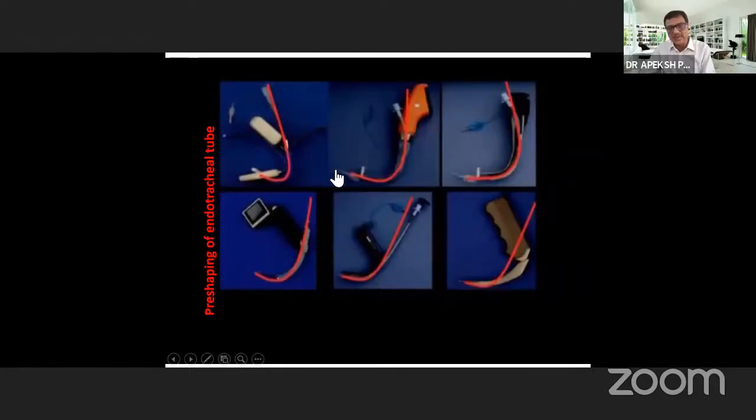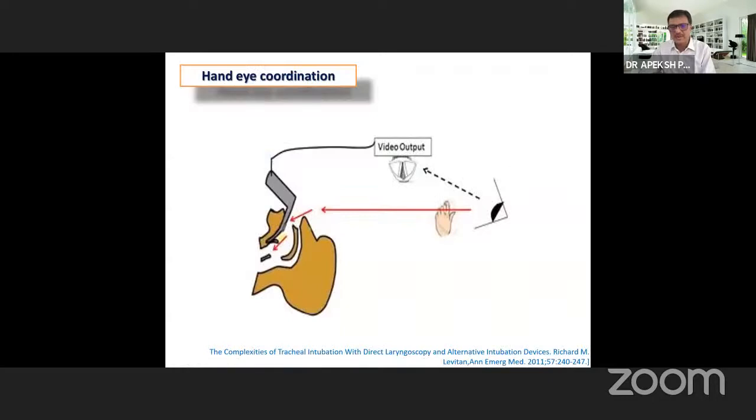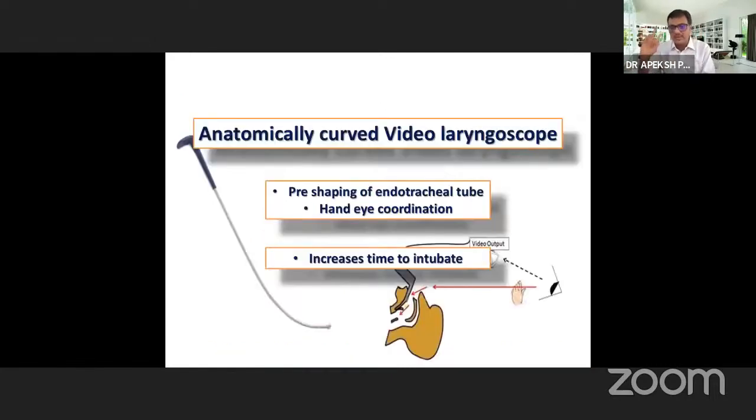So you need to pre-shape as per the curve of the laryngoscope. Usually a J-shape, hockey stick pre-shaping is sufficient in most video laryngoscopes. Another problem with video laryngoscopy: a few have the screen on top, a few have it on the table. You need to do the intubation and laryngoscopy in the oropharynx while looking at the screen, and you need to frequently change your eyesight from screen to oropharynx to screen. That requires hand-eye coordination. Because of pre-shaping and hand-eye coordination, it increases the time to intubation compared to direct laryngoscopy.